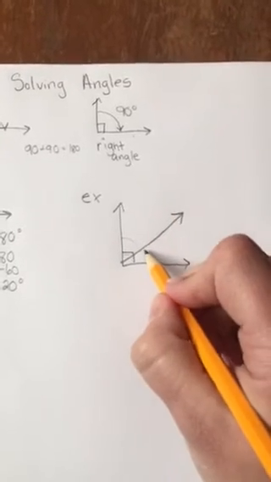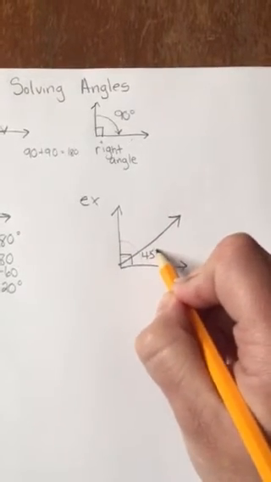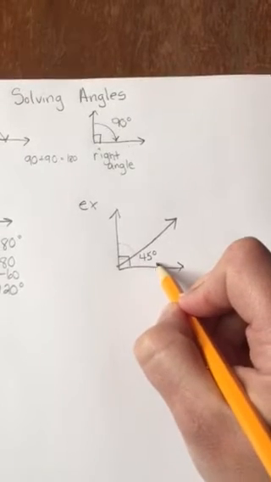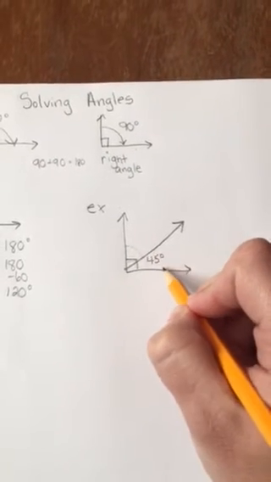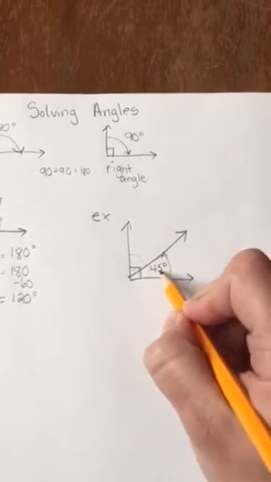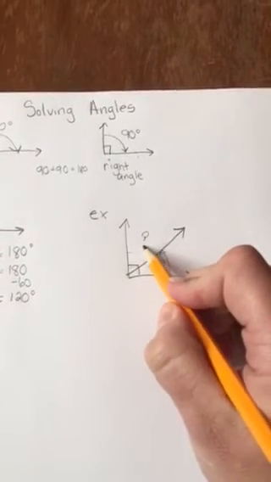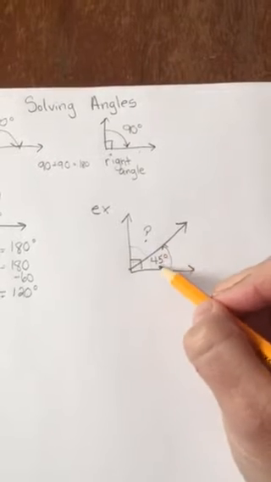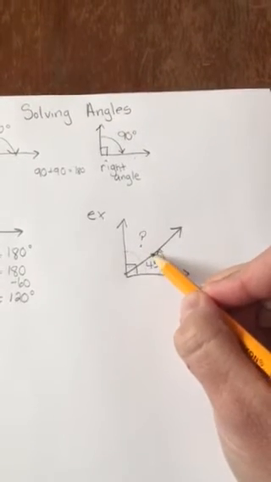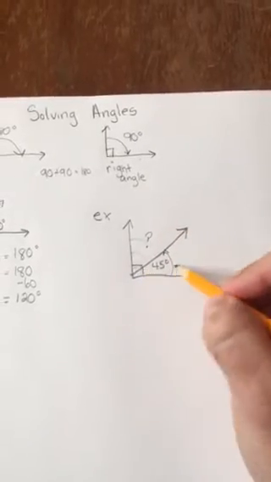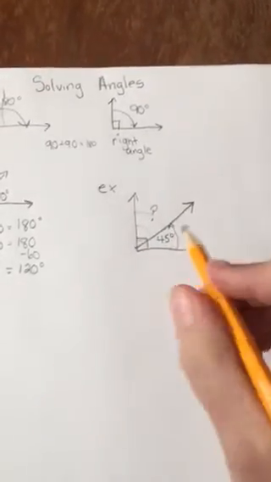So, this is the example I'm going to give you. I'm going to say, from this line to here, this angle right here is 45 degrees. So we need to figure out what this angle is. If this is 45 degrees, if I added this angle, I should get 90 degrees because this is a right angle.